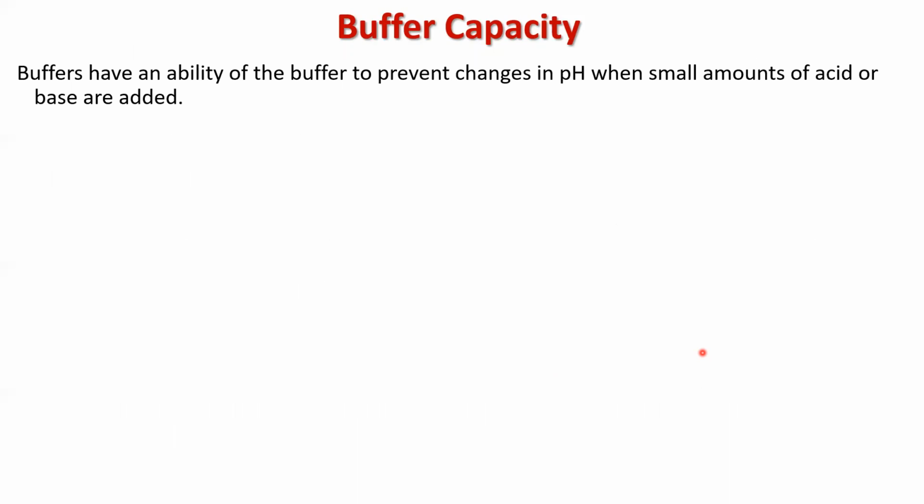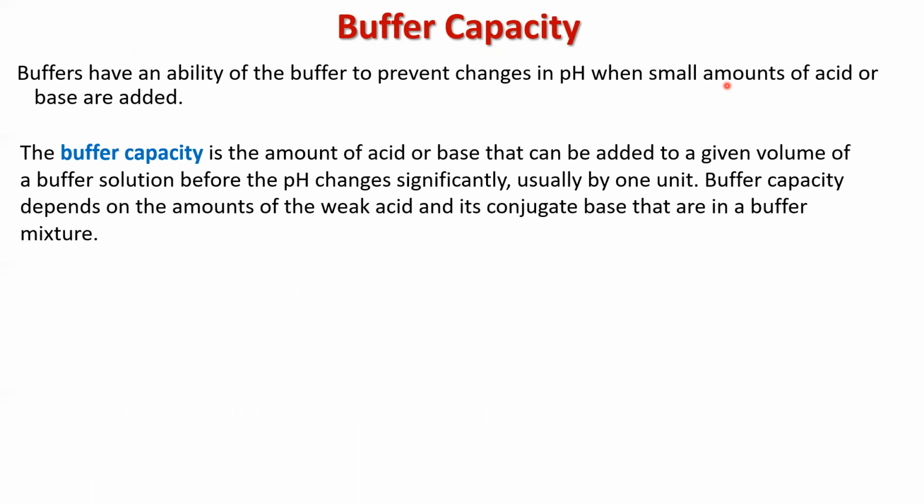Now, when we talk about buffers, buffers have a capacity. They can't take an infinite amount of acid or base and consume it. So buffers have the ability to prevent changes in pH within reason, as long as small amounts of acid or base are added to them. So the buffer capacity is the amount of acid or base that can be added without significantly changing the pH of the solution.